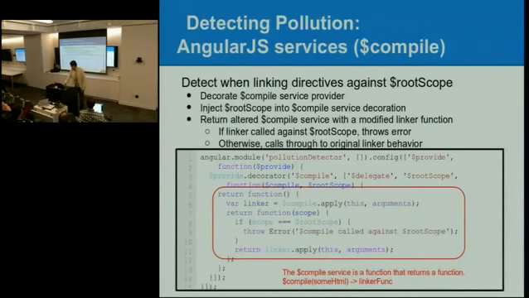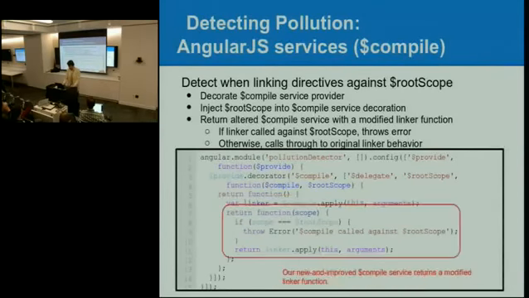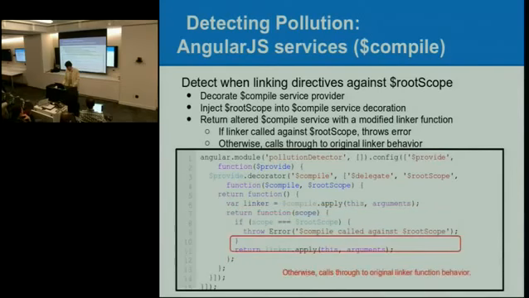So what we're going to do here is tell the compile service to return a function. Within that function, we're going to take the original linker that the compile service would have returned anyway, and we're going to return from this function a new function that takes a scope. It tests this scope for equality to the root scope. If it's equal to the root scope, it throws, and if it's not, then it simply returns what the original linker would have done. Right.